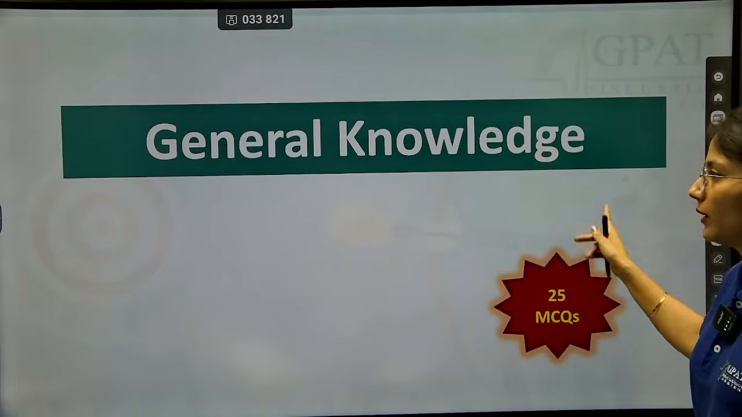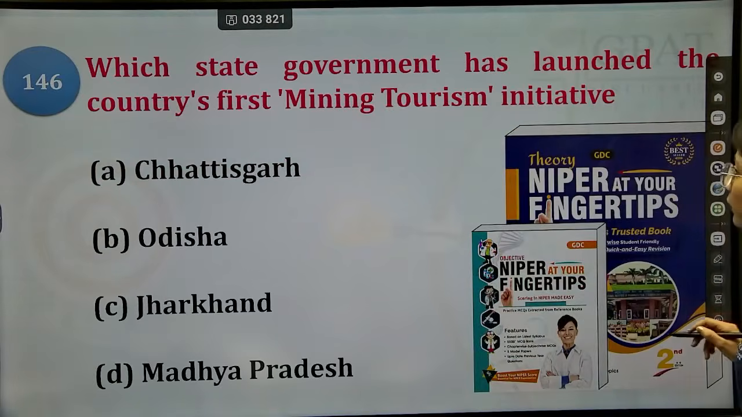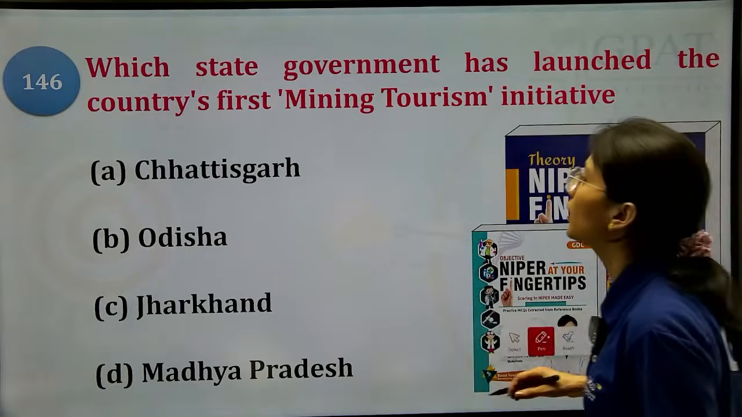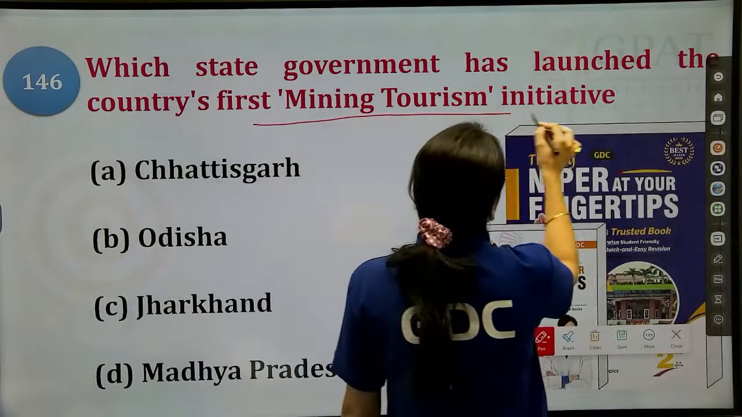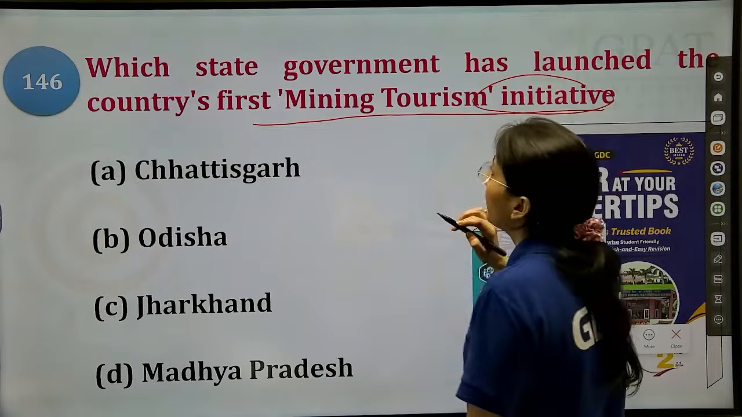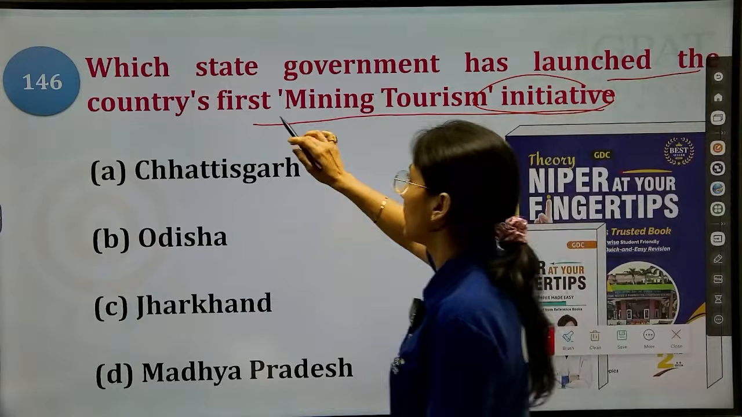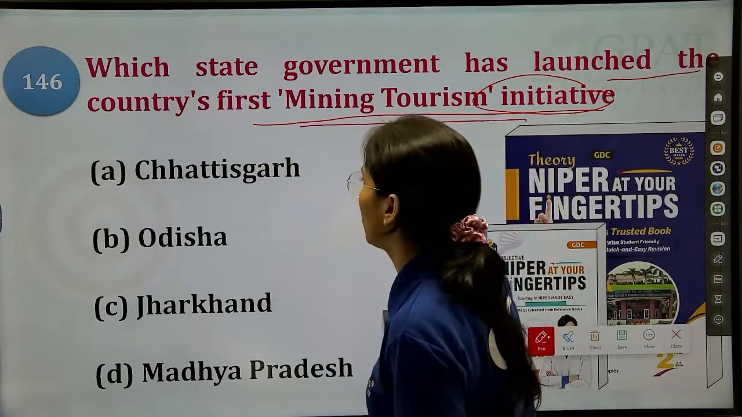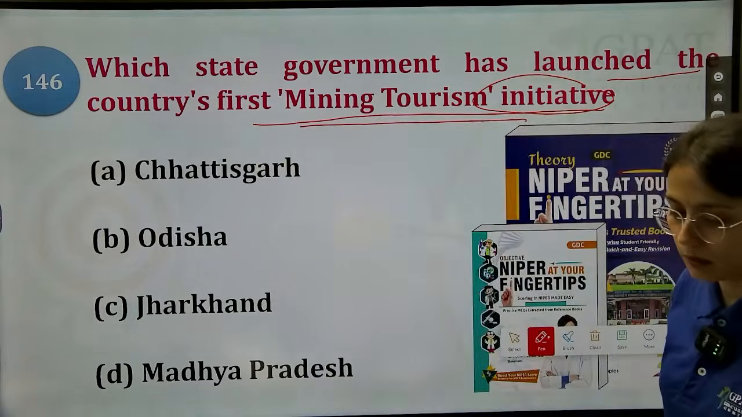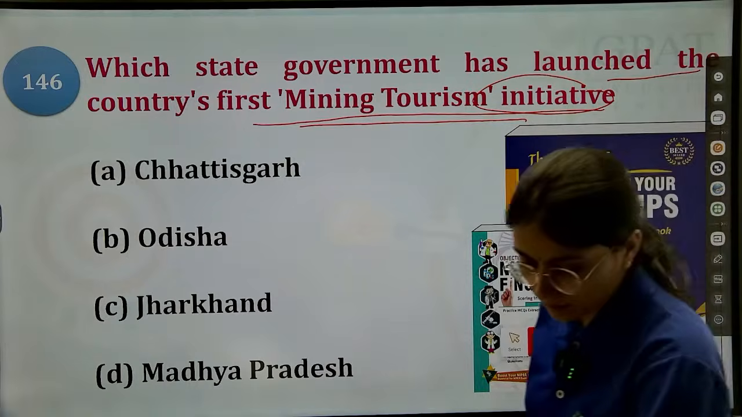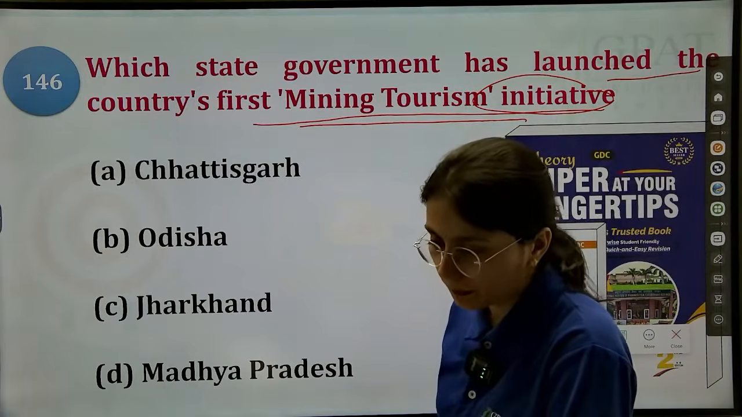Now some general knowledge questions. Okay, we have to find which state has launched the country's first mining tourism initiative. Which state government has launched the country's first mining tourism initiative? Chhattisgarh, Odisha, Jharkhand, Madhya Pradesh. Which? That is a B.